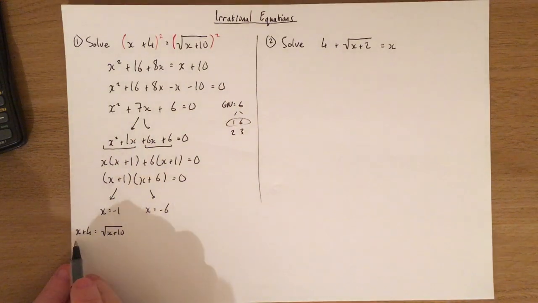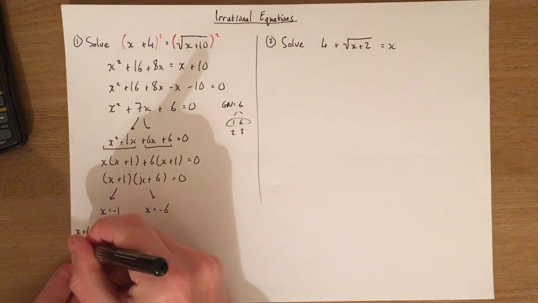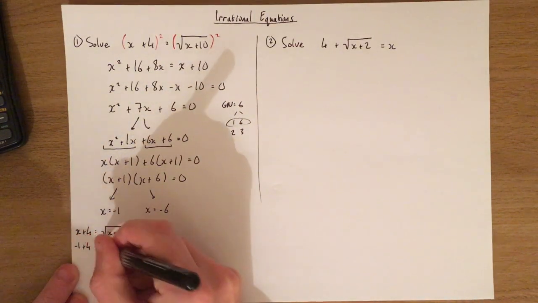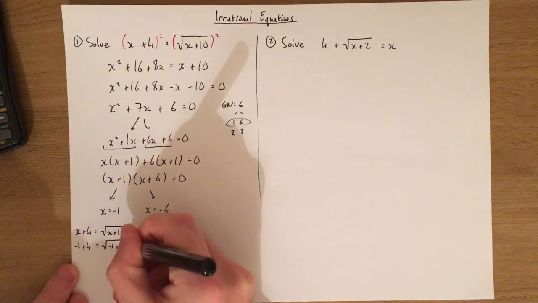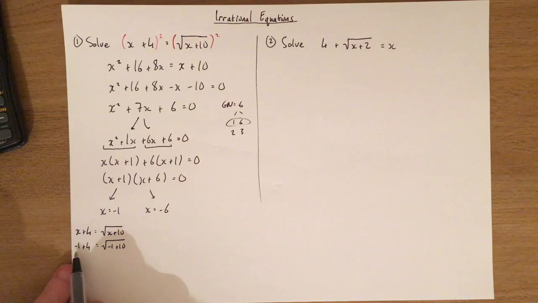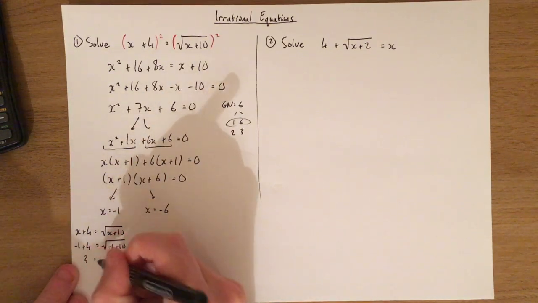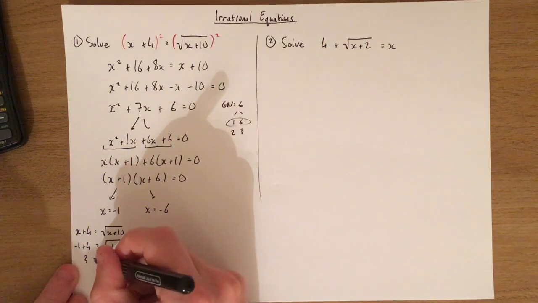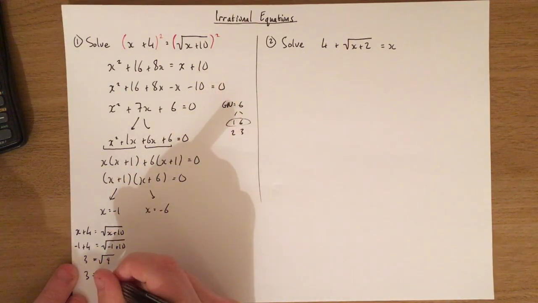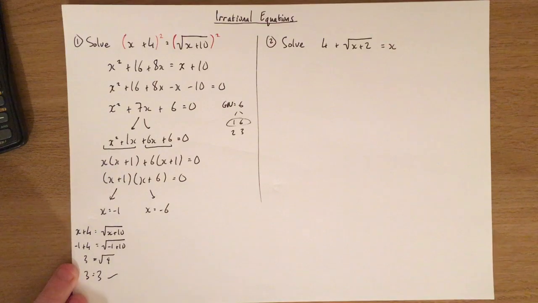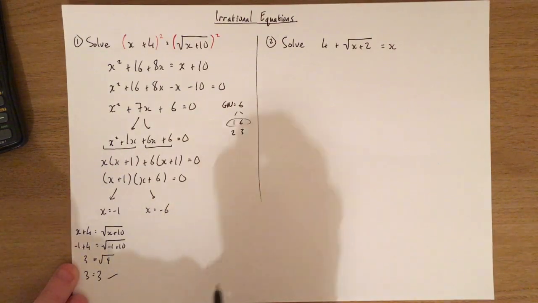So when x is equal to minus 1, this is minus 1 plus 4 equals the square root of minus 1 plus 10. Left-hand side, 4 minus 1 is 3. Right-hand side, 10 minus 1 is 9. So 3 is equal to the square root of 9 is 3. So that solution works. Let's try minus 6 then.